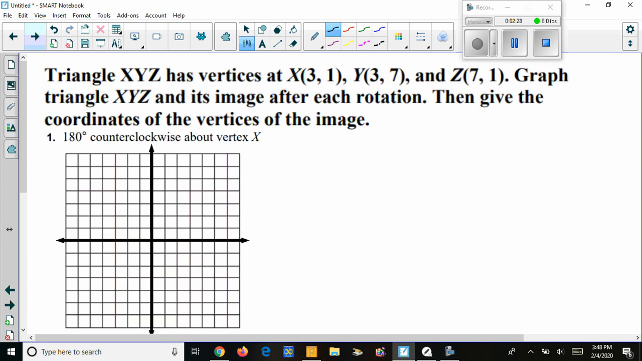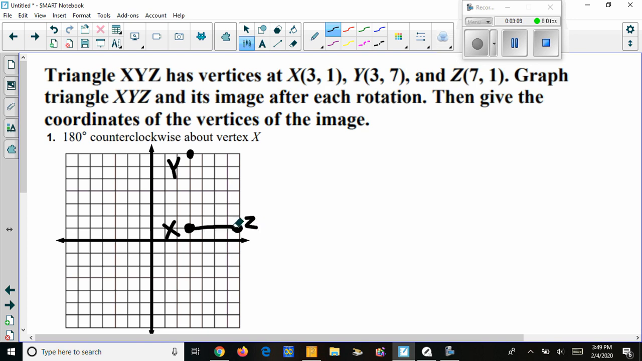We're going to start with this example. It says triangle XYZ has these vertices, graph triangle XYZ and its image after each rotation. I'm going to do two of them. Then give the coordinates of the vertices of the image. So to start, let's put on the graph X, Y, and Z.